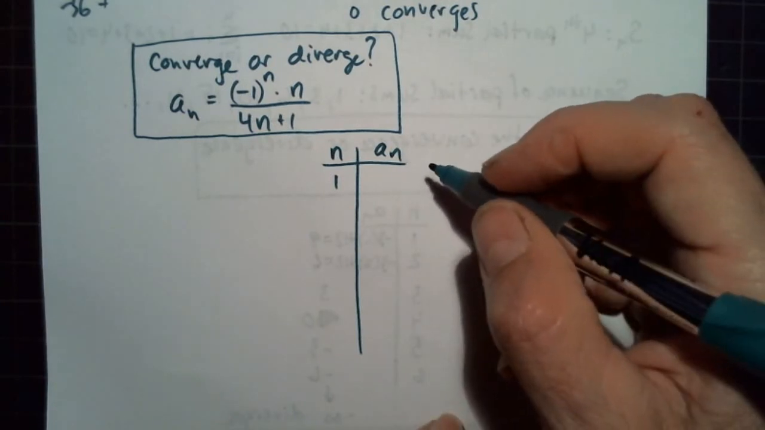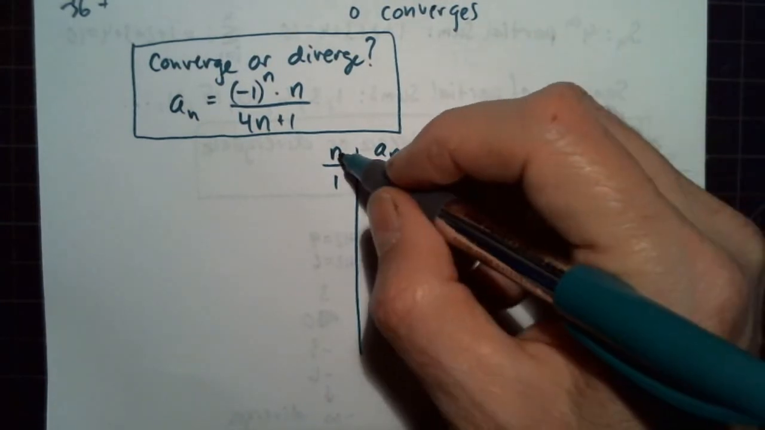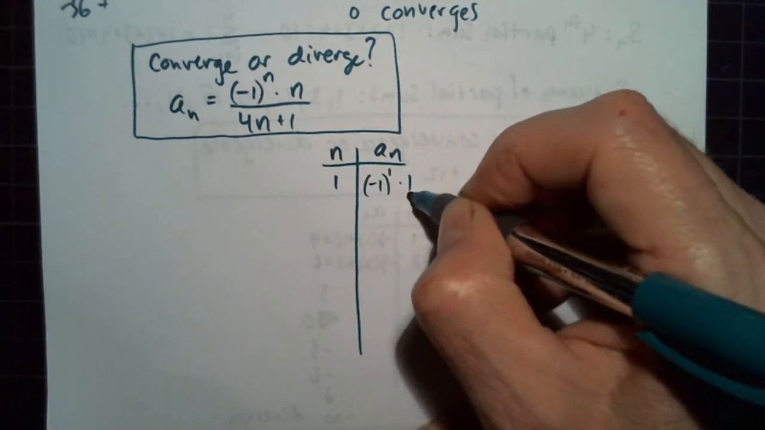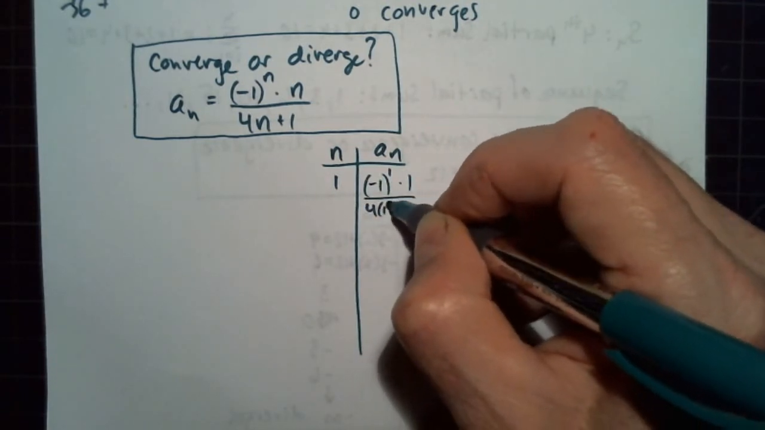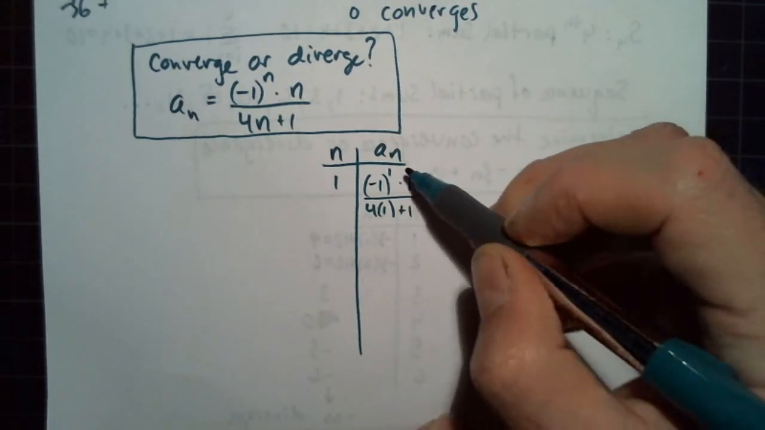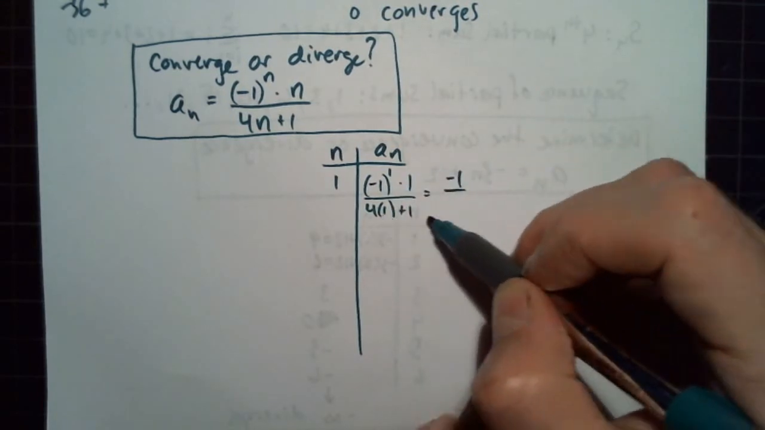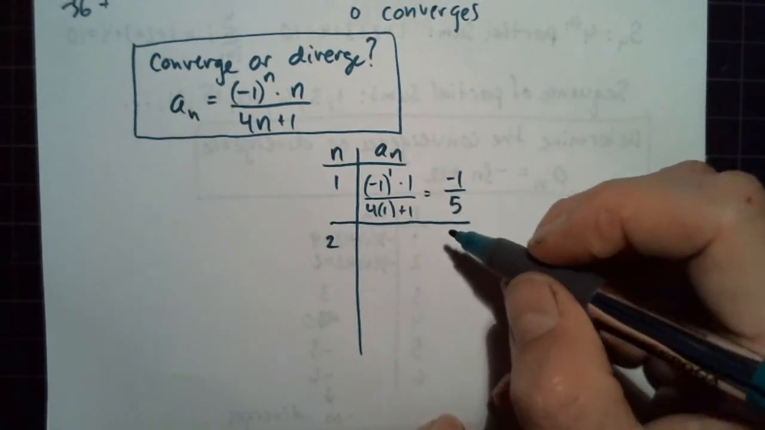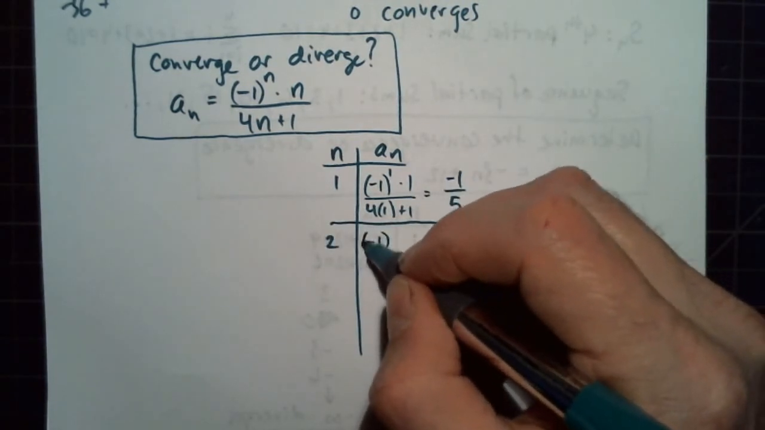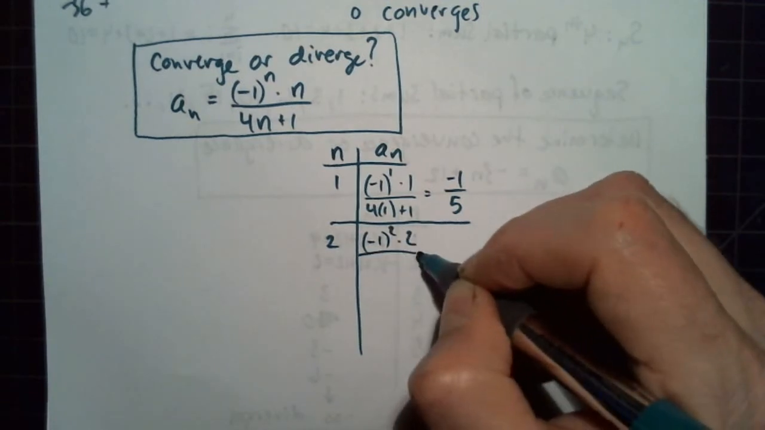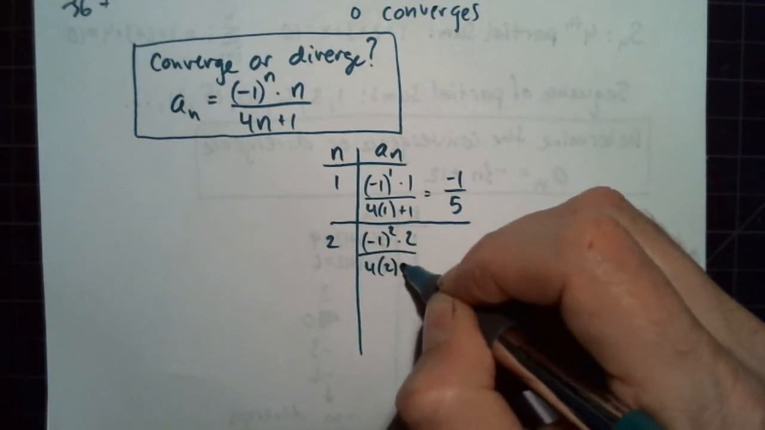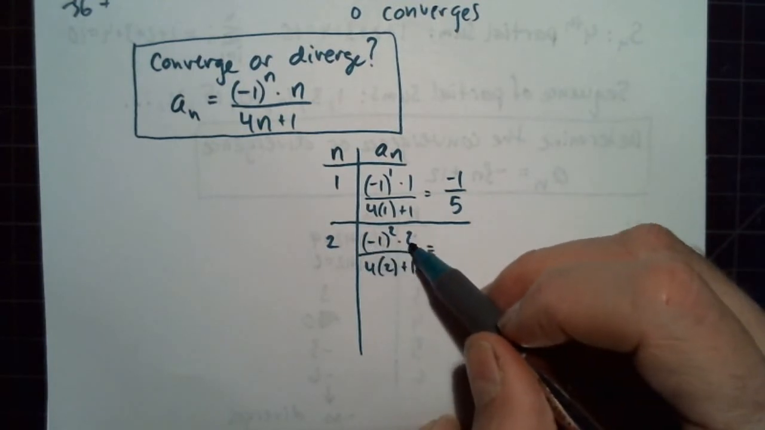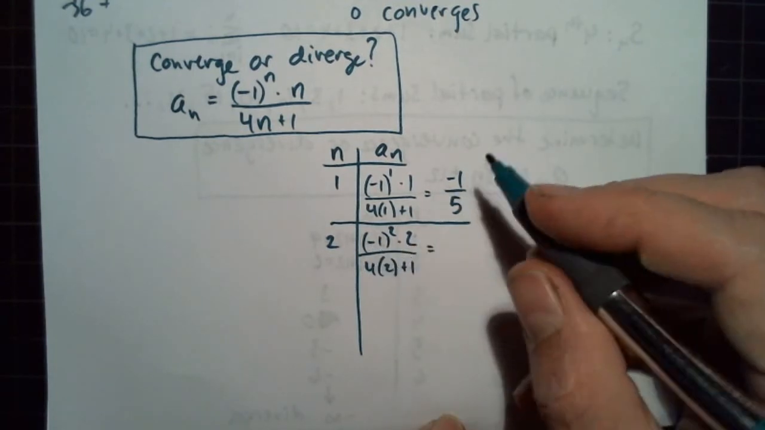So when n equals 1, we'll have negative 1 to the 1 times 1 over 4 times 1 plus 1. This will be negative 1 over 5. Negative 1 squared times 2 over 4 times 2 plus 1. So that's a positive 2 over 9.